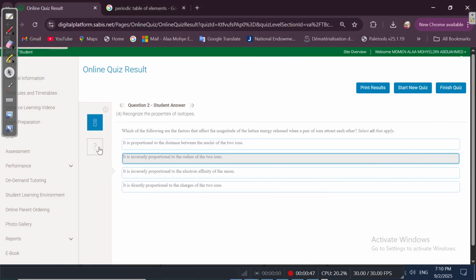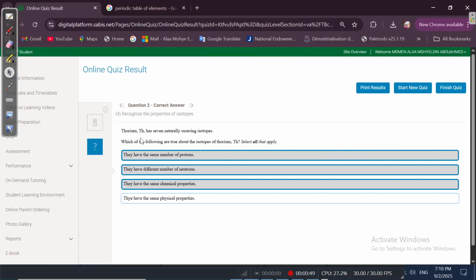Moving on. Thorium has 7 naturally occurring isotopes. Which of the following are true about isotopes? Isotopes always have the same number of protons, or atomic number, a different number of neutrons, sorry, or mass number, the same chemical properties, yes, and different physical properties.